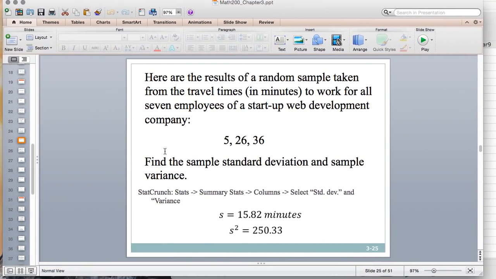So again, you would be able to calculate these by hand. It's a little bit tedious, so I would rely on StatCrunch to actually do this for you.